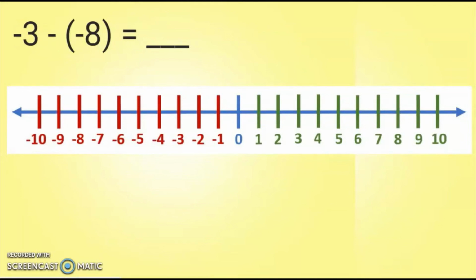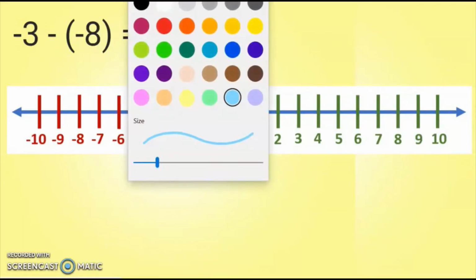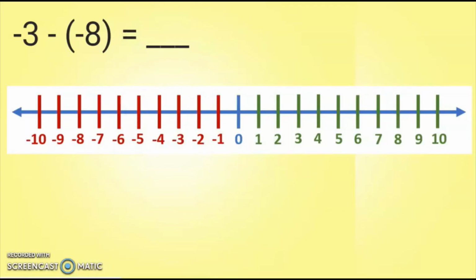Next, we have negative 3 minus negative 8. So, we start with negative 3. And we have minus negative 8. So, negative 8 is to the left, right? But it says minus. So, we go 8 steps to the right instead. So, 1, 2, 3, 4, 5, 6, 7, 8. So, we land to the answer 5.